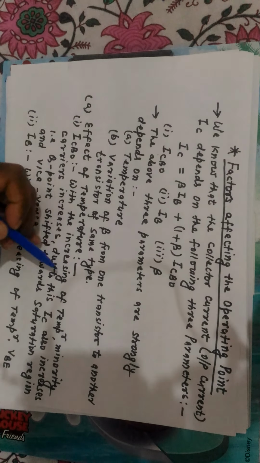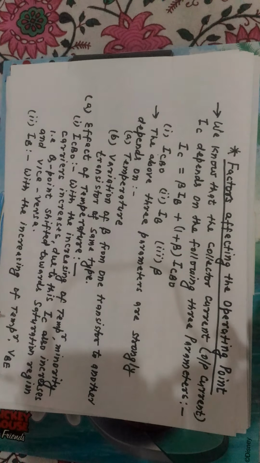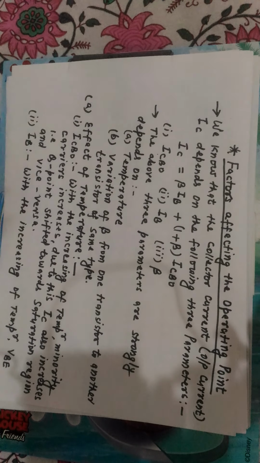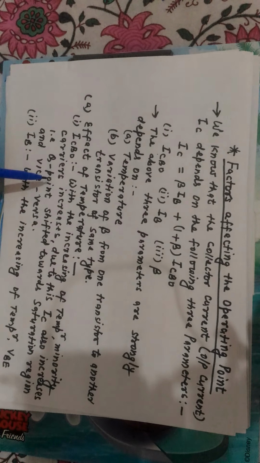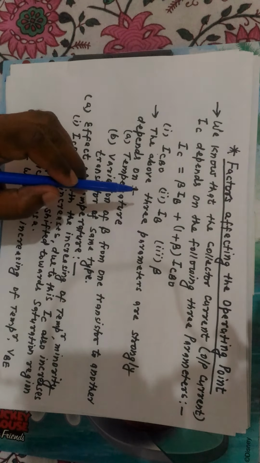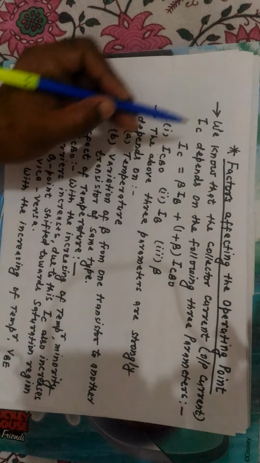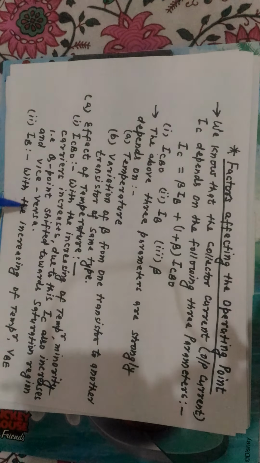Now first of all, the effect of temperature on the above three parameters. Number one is ICBO. All of us know that ICBO is the current due to the conduction of thermally generated minority carriers. This means with the increase of temperature, minority carriers increase, and due to the increase in minority carriers, ICBO also increases, and ICBO increases means IC also increases. If IC increases, then we can see from the output characteristics of common emitter that the operating point will be shifted towards the saturation region, and vice versa.